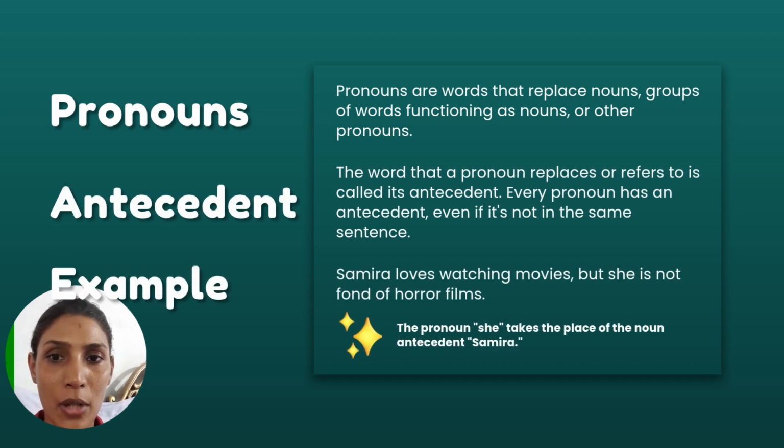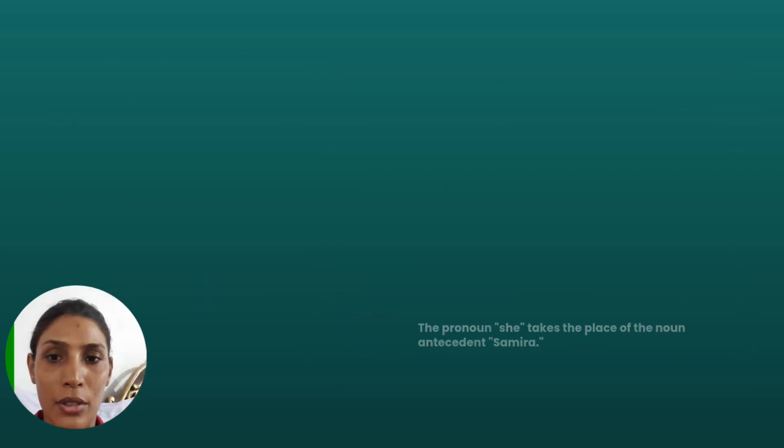So here I will discuss pronouns and antecedents. Pronouns are words that replace nouns, groups of words functioning as nouns, or other pronouns. The word that a pronoun replaces or refers to is called its antecedent. Every pronoun has an antecedent, even if it's not in the same sentence. Samira loves watching movies, but she is not fond of horror films. The pronoun takes the place of the noun antecedent, that is Samira.